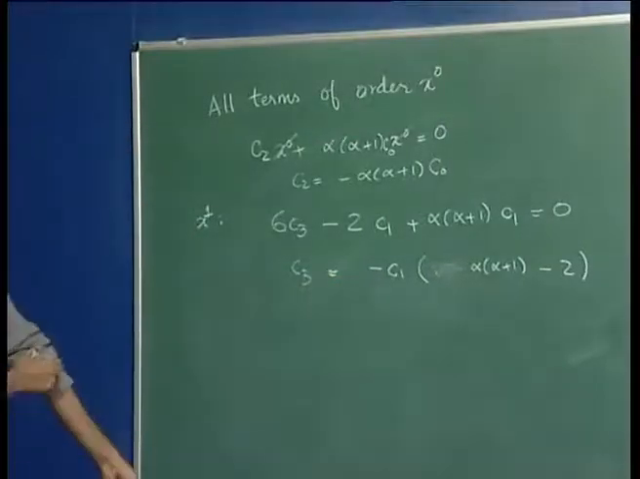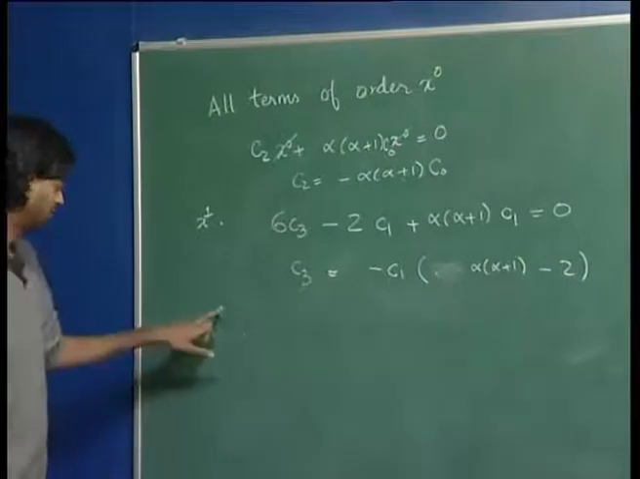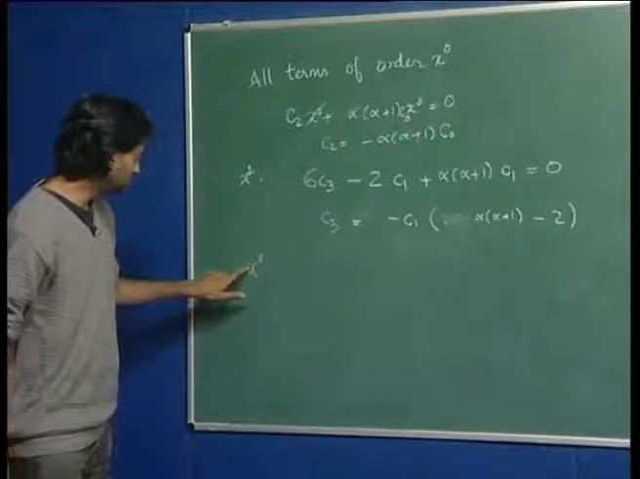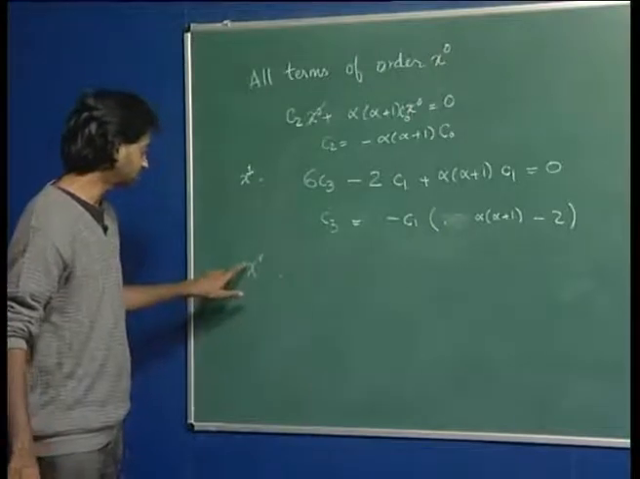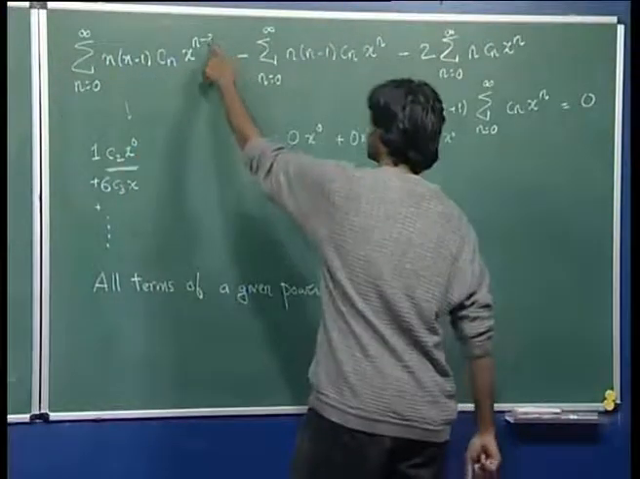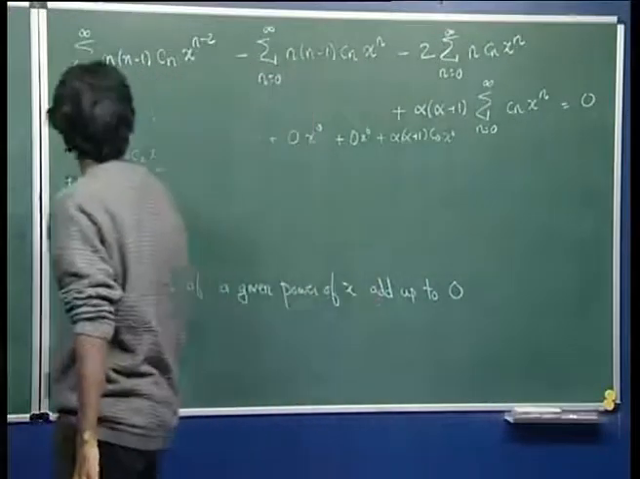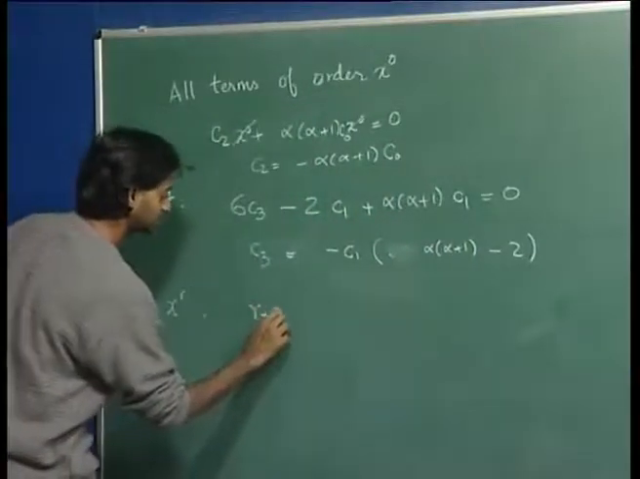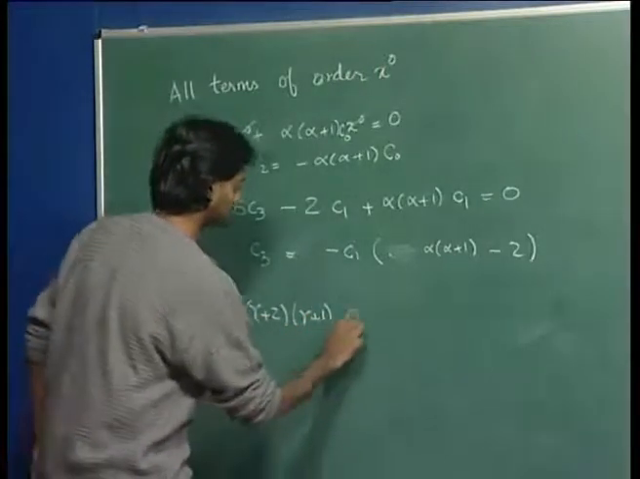Okay. Now, if you collect terms of x raised to r, where r is some arbitrary integer greater than 1. So, I am looking at all terms that contribute to x raised to r. If I wanted a term that has x raised to r here, then n has to be equal to r plus 2. Okay. So, then n times n minus 1, with n equal to r plus 2, n minus 1 is r plus 1. So, this term will be r plus 2, r plus 1, and C n is C r plus 2.